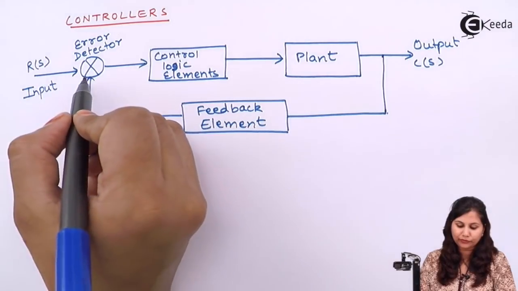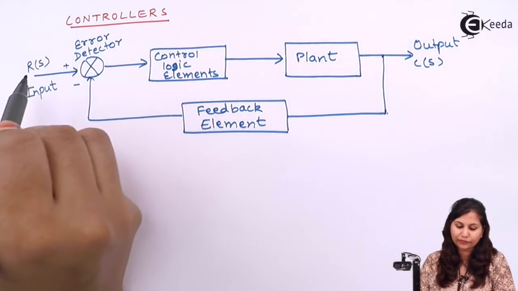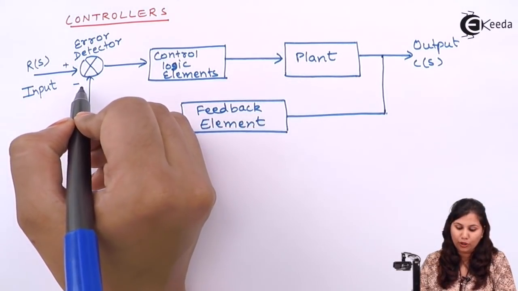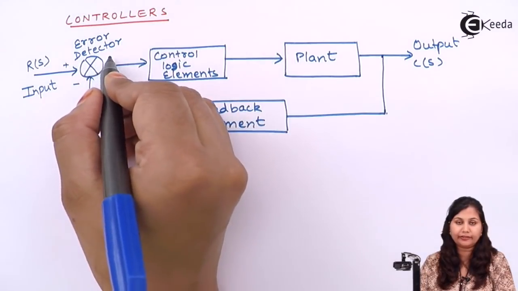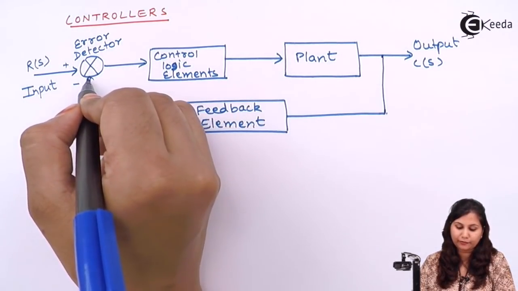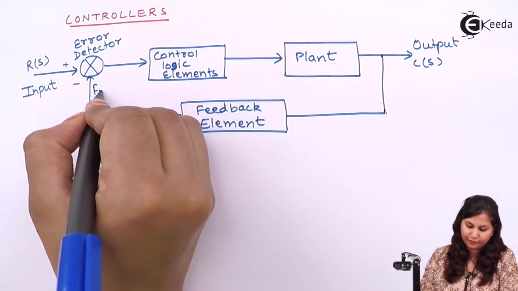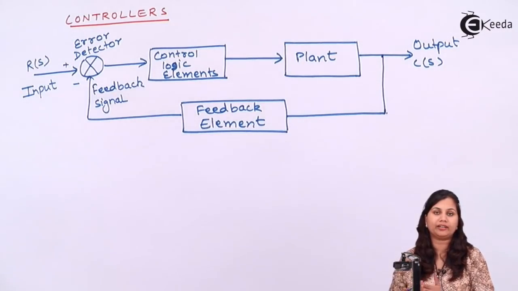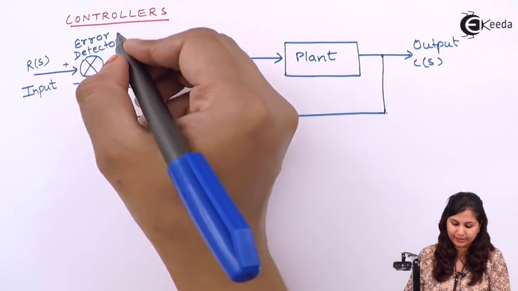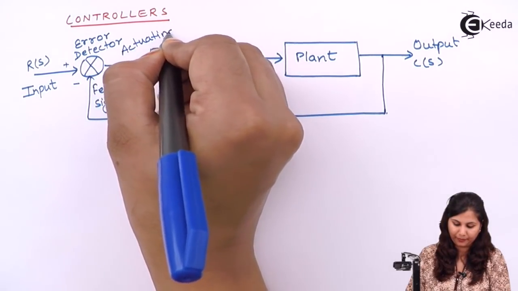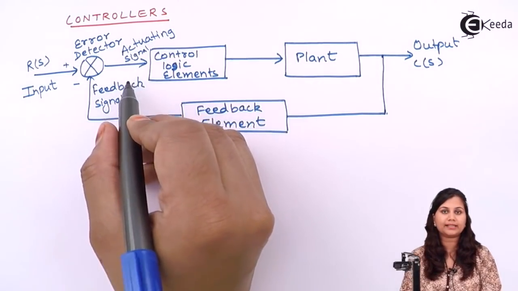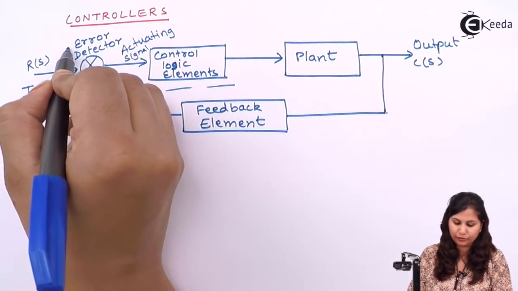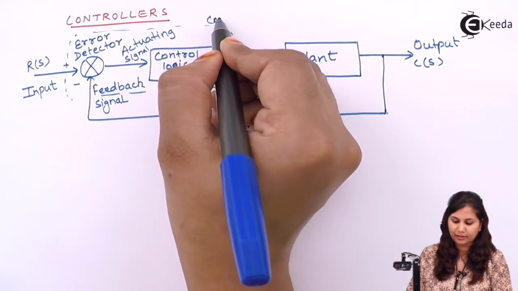Now in this block diagram, the work of the error detector is to get the difference from the desired input. This is the input which we desire and this is the output or the feedback signal. So the error detector calculates the deviation of the output signal from the desired input. It sees how much our output has deviated from the input and produces a signal. This signal is called the actuating signal, and it is then given to the control logic elements. This complete setup, the error detector plus the control logic elements, is collectively known as a controller.